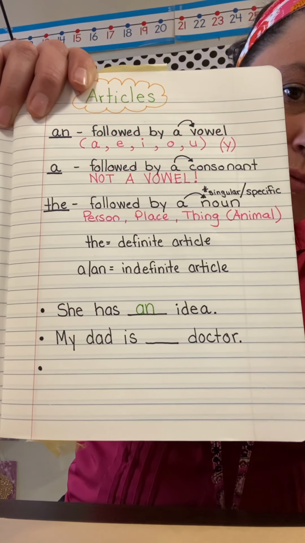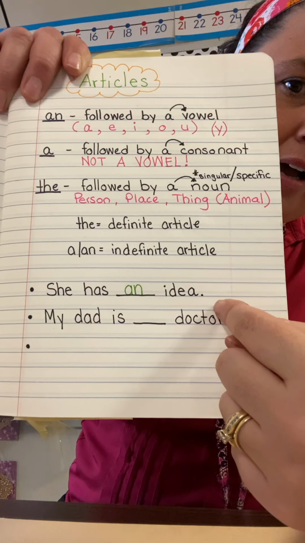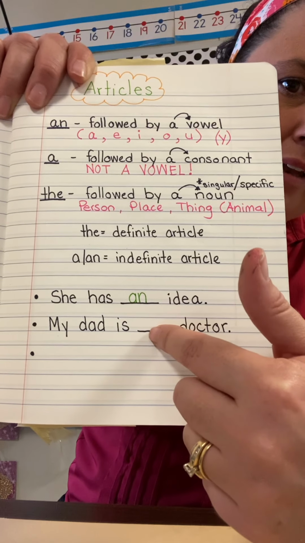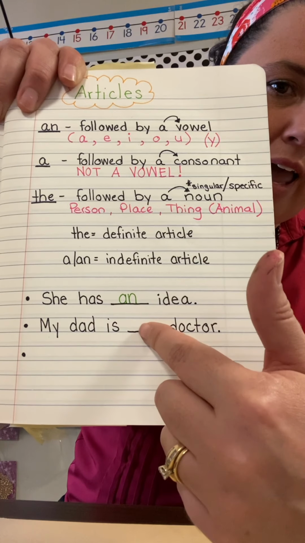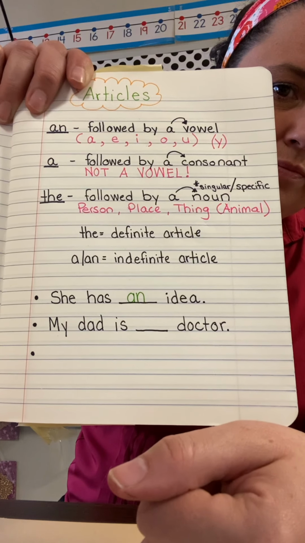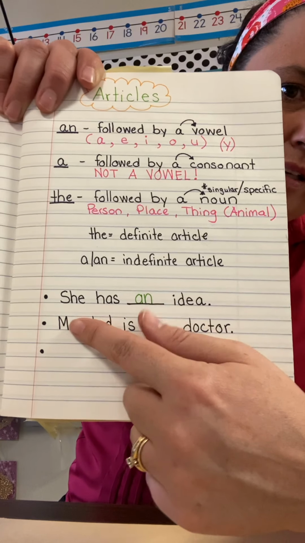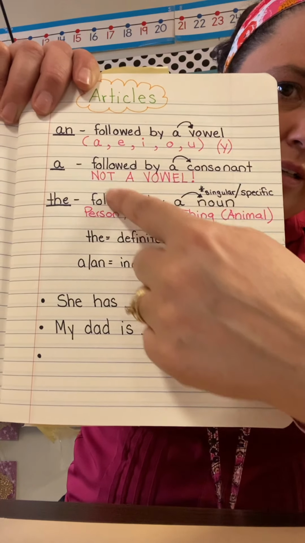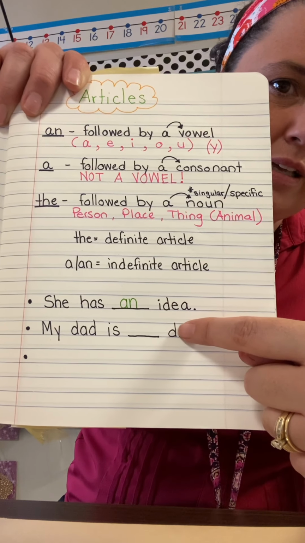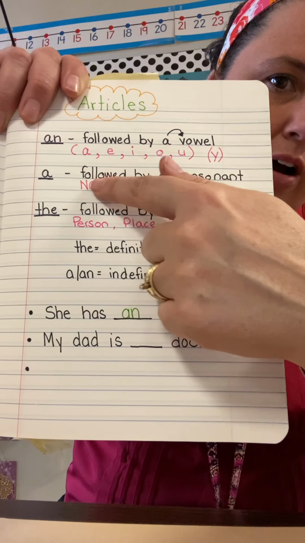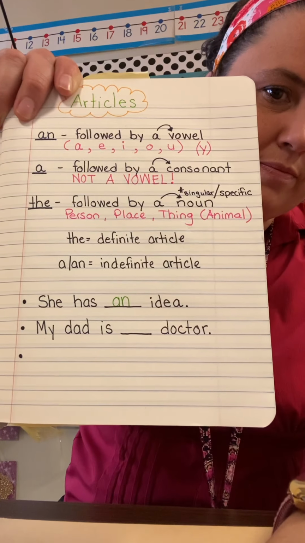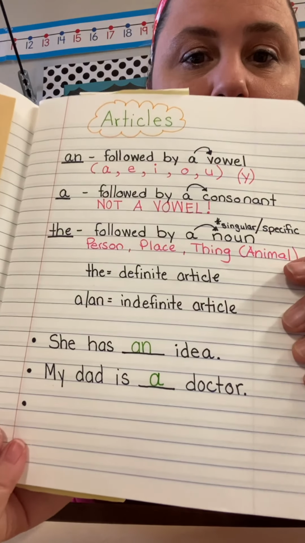But if we're not sure, can we also use our listening ear? We can try listening to it with all three options, right? So my dad is an doctor, my dad is a doctor, or my dad is the doctor. Okay, in this instance, it is A, because D is a consonant and not a vowel. So let's go ahead and write A. Okay, so here we go.